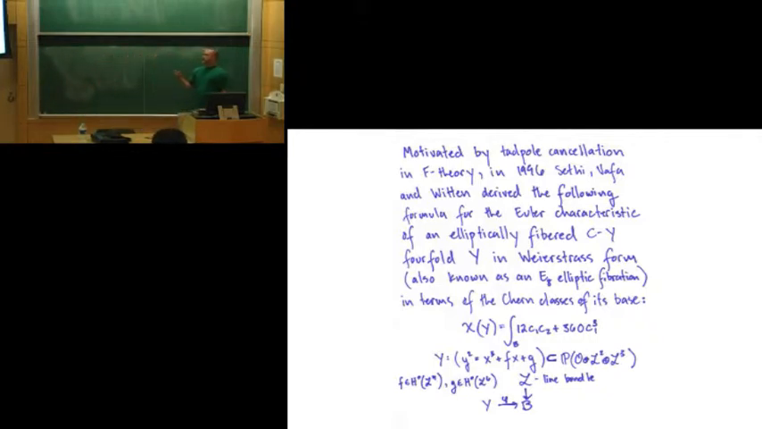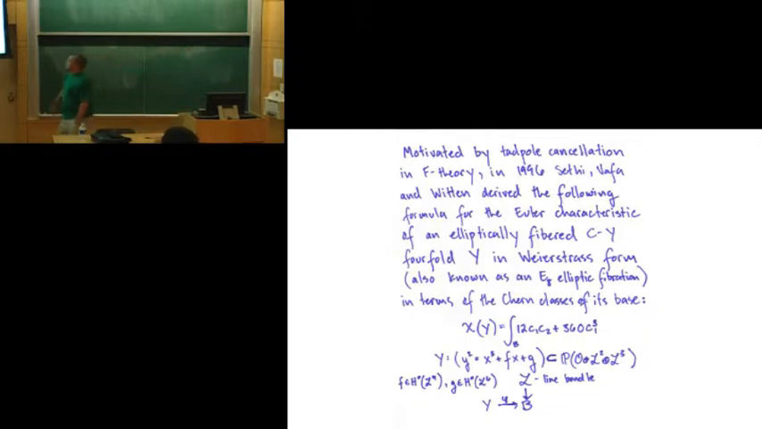And I'm in no way saying that this is the main result of the paper, but simply that this was a formula that appeared inside the paper for the Euler characteristic: 12 C1 times C2 plus 360 C1 cubed, where C1 and C2 are the Chern classes of the base B of the elliptic fibration, where B is a three-dimensional compact, perhaps complex algebraic variety, non-singular.